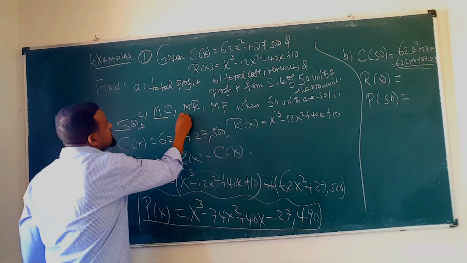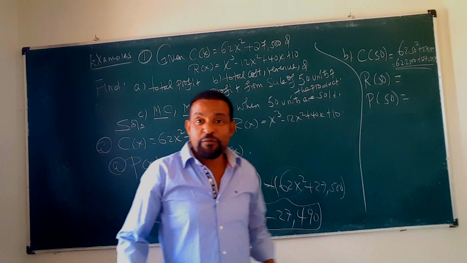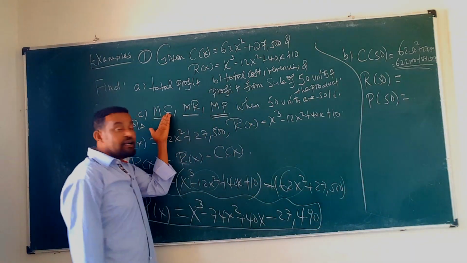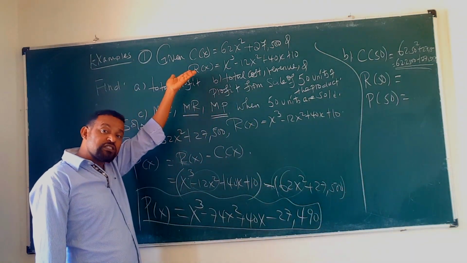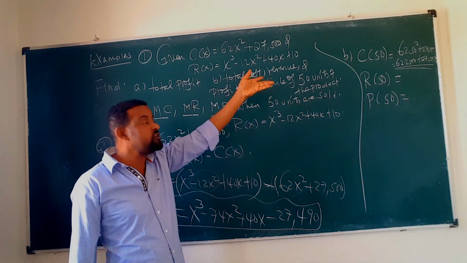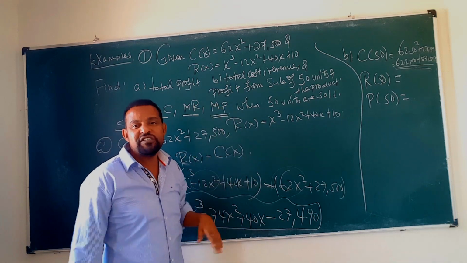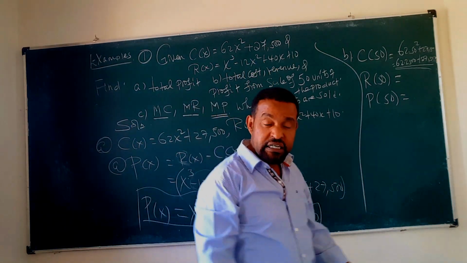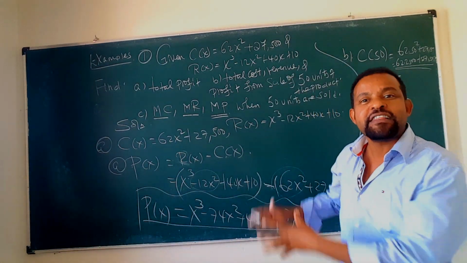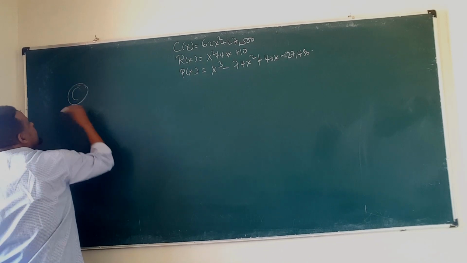The next problem, question number C: find the marginal cost, marginal revenue and the marginal profit. What is marginal cost? The change in total cost over change in the quantity. Marginal revenue is change in total revenue over the change in quantity, and marginal profit is change in profit over change in quantity. So we are going to take the derivative of the functions. Okay, let's do it.